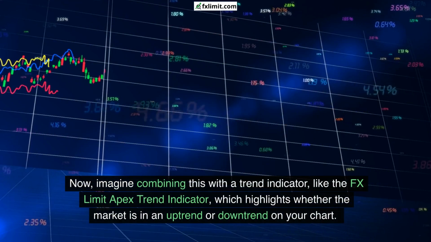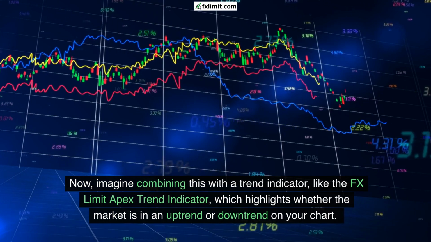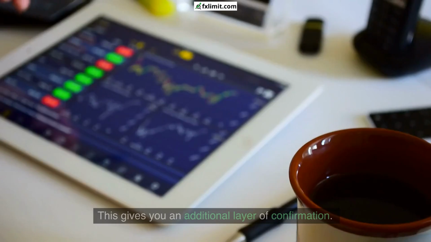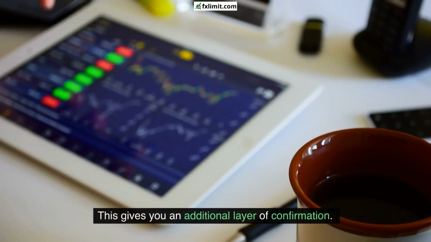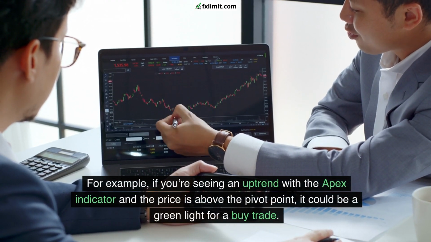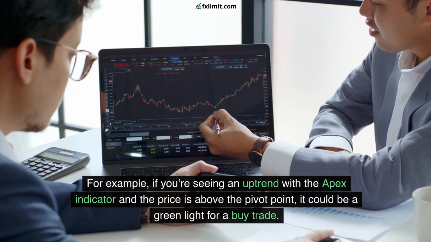Now, imagine combining this with a trend indicator, like the FX Limit Apex Trend Indicator, which highlights whether the market is in an uptrend or downtrend on your chart. This gives you an additional layer of confirmation. For example, if you're seeing an uptrend with the Apex indicator and the price is above the pivot point, it could be a green light for a buy trade.